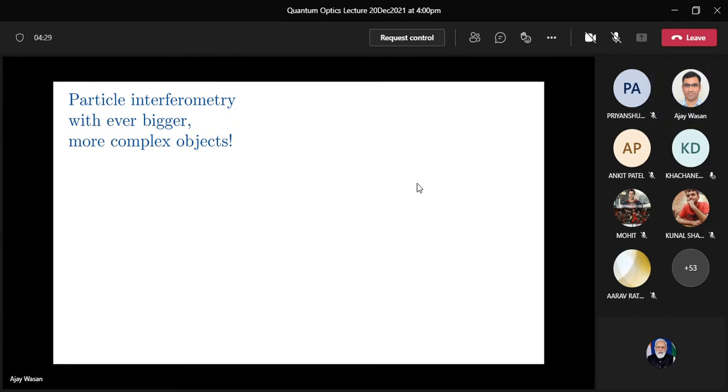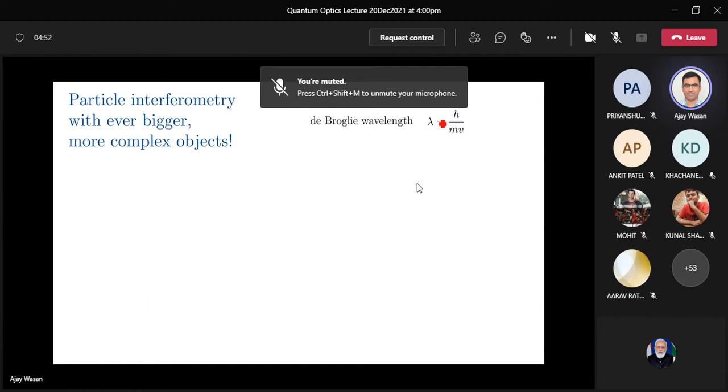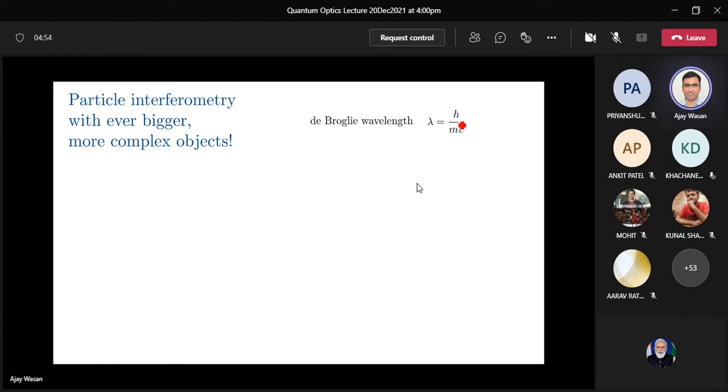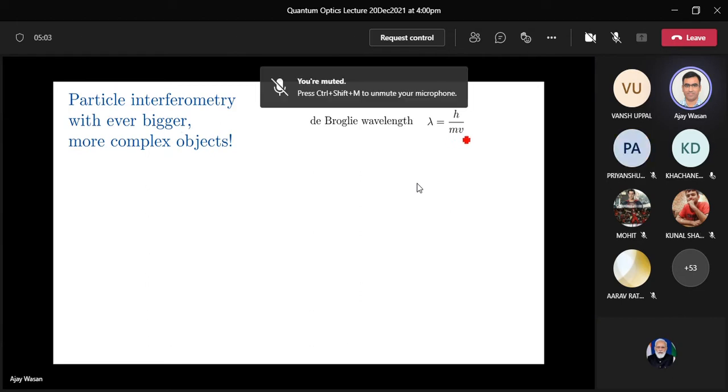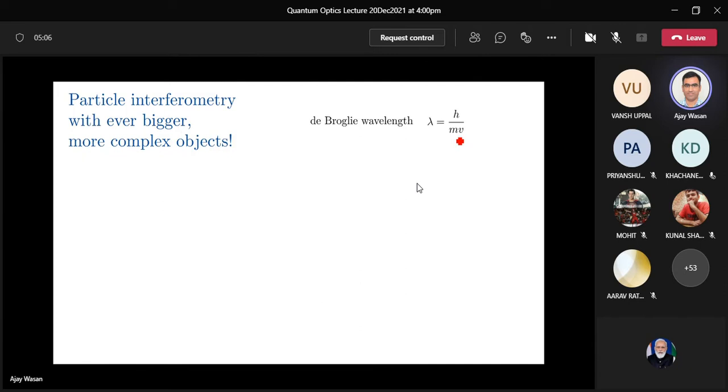So here I am writing particle interferometry with ever bigger and more complex objects. You must have seen this one simple equation, de Broglie wavelength, lambda is equal to h over mv, and I am sure all of you know, because this is in your class 12 book. So here h, what is h? Planck's constant. Very good. m is the mass of the particle and v is the velocity. First I will discuss m, then we'll see what will happen with v.